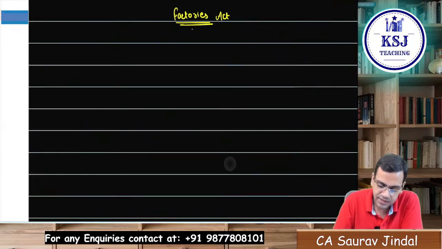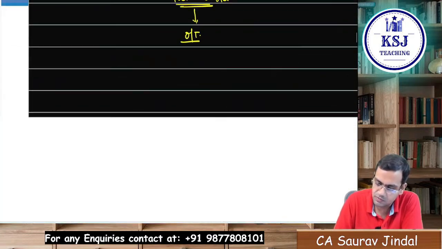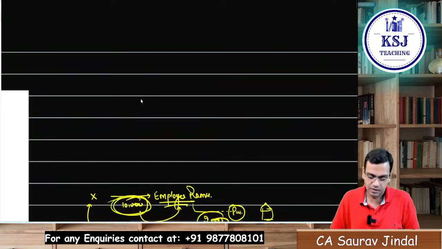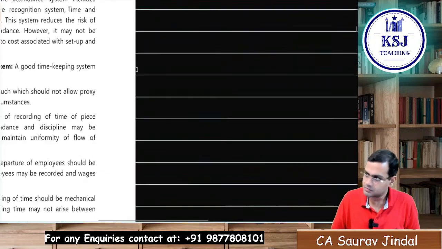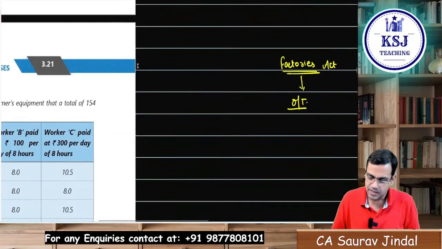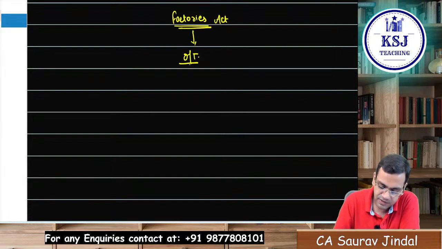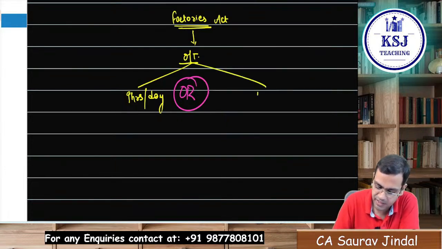The Factories Act says that you have to pay overtime to the worker if the worker works for more than 9 hours in a day or for more than 48 hours in a week.